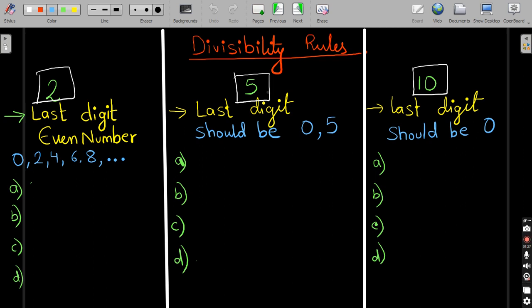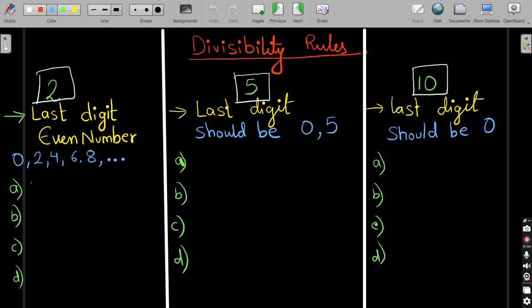Similarly, in the case of the divisibility rule of 5, we should check the last digit. The last digit should be either 0 or 5. Then we can say the number is divisible by 5. Similarly, for the divisibility rule of 10, we need to check only the last digit. If the last digit is 0, then it is divisible, or else it is not.